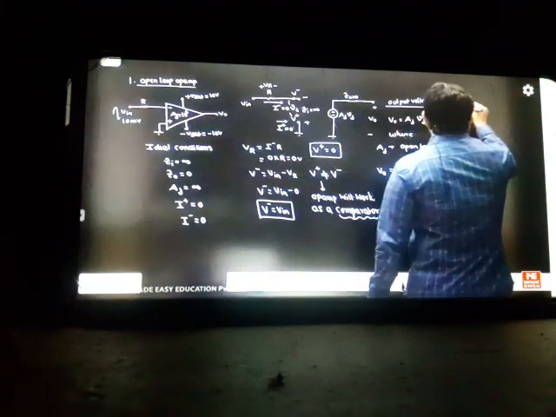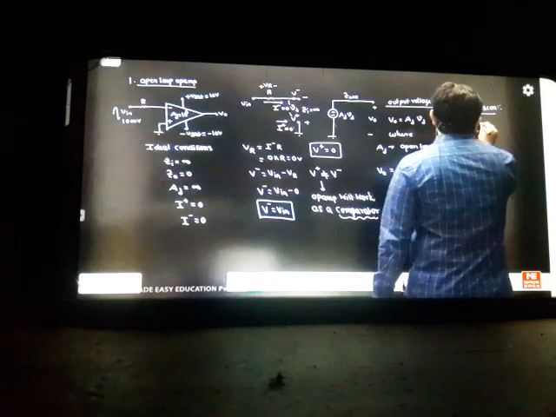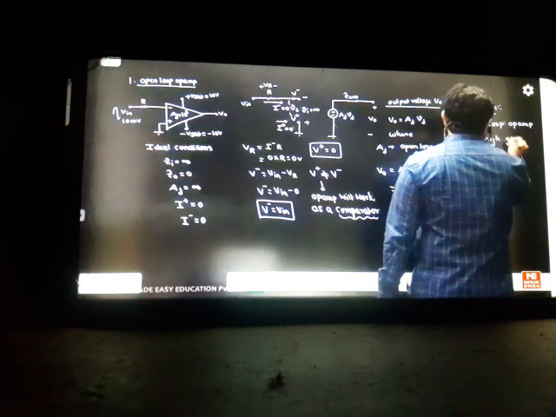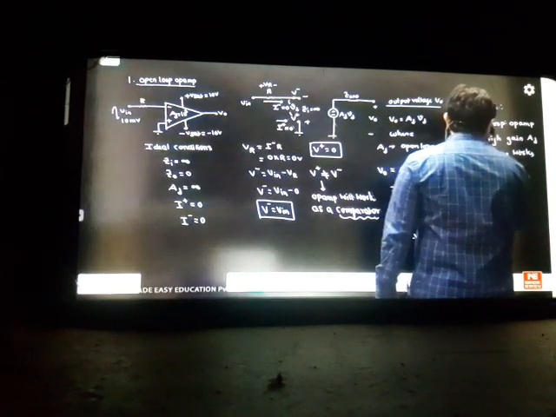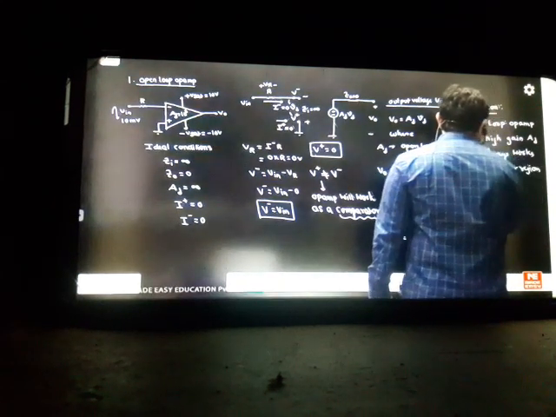A very good conclusion, I can write a small conclusion here. Conclusion about this analysis: an open loop op-amp with high gain AD will always work in the non-linear region. It works in the non-linear region, or we can say saturation.